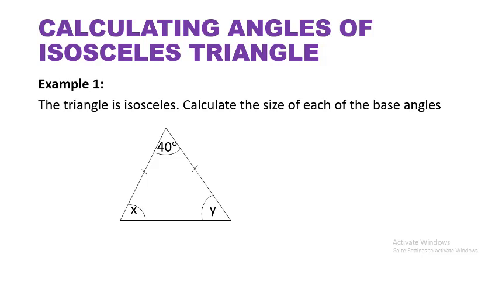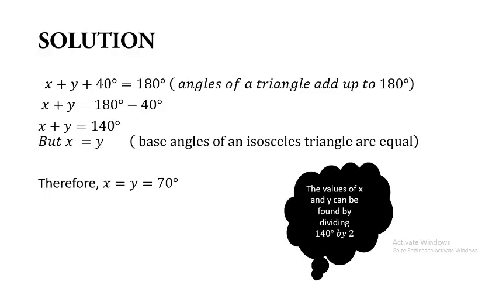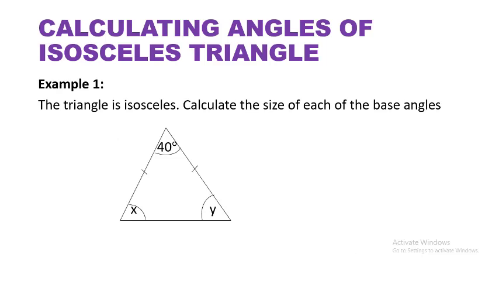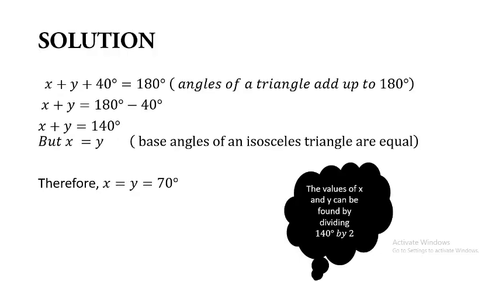And then here we have two sides that are equal. So if these two sides are equal, it means that the base angles are also equal. So that is the concept that we need to keep as we are going to calculate the size of these unknown angles. Now here we have a solution. So angle x and y plus 40 degrees is equal to 180 degrees. Why? Angles of a triangle add up to 180 degrees.